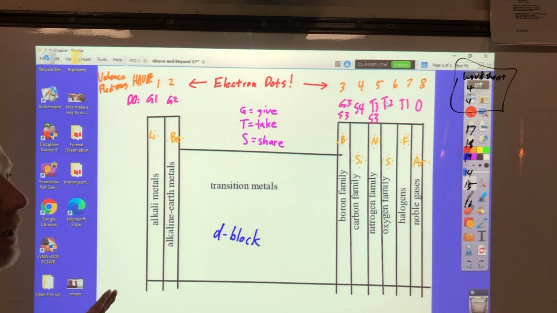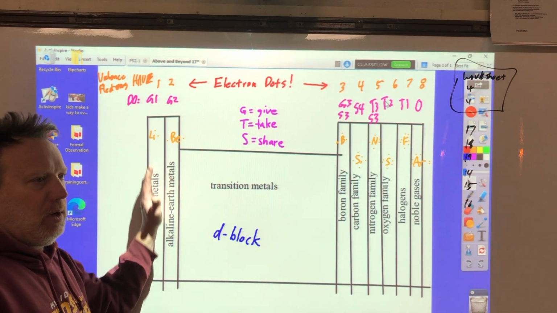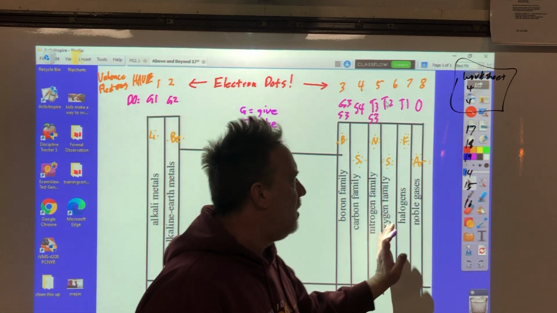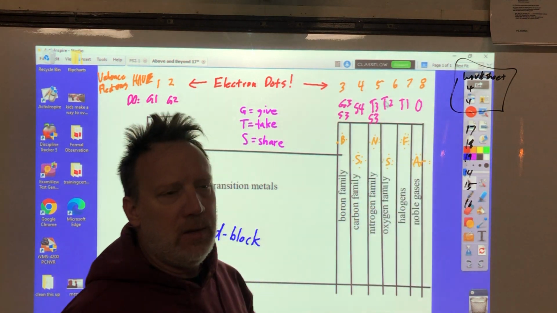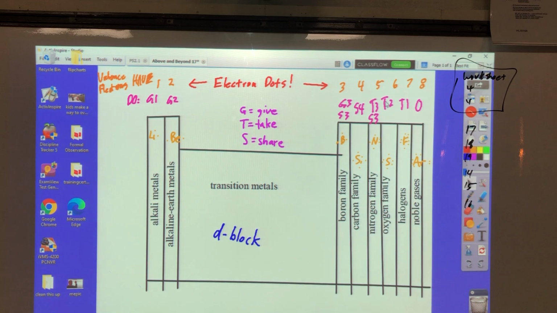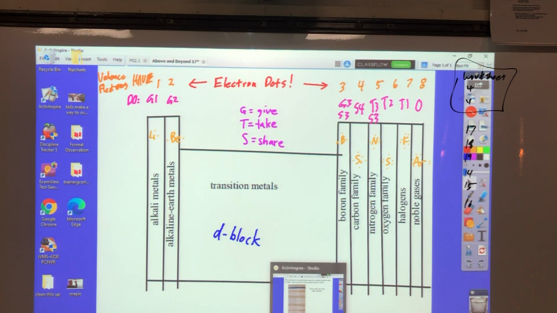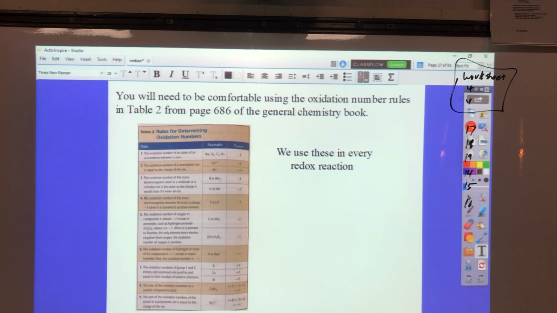So hydrogen's +1 because these things are +1. Oxygen's -2 because everything in that family is -2. Because oxygen's never anything else? Yeah, but those are exceptions that we don't need to really worry about too much for our purposes. So there's the oxidation number rules. Be familiar with them. Know where to find them in the book. They're on page 686.